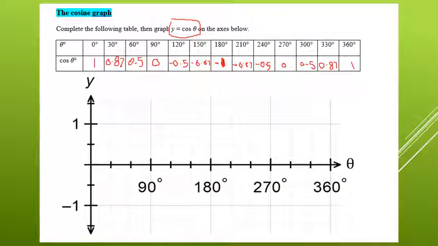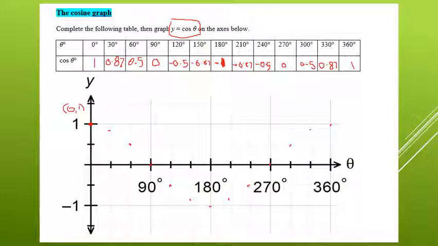So this cosine graph starts up here. The y-intercept is at the coordinate (0, 1). And then at 30 degrees, it's 0.87, which is about there. 60 degrees is 0.5. 90 degrees, it's 0. Then we get to negative 0.5, negative 0.87, negative 1, etc. I'm just plotting the points now. You can plot the points by reading the table. It should be similar to mine. Just check that you're putting the points in the same position.